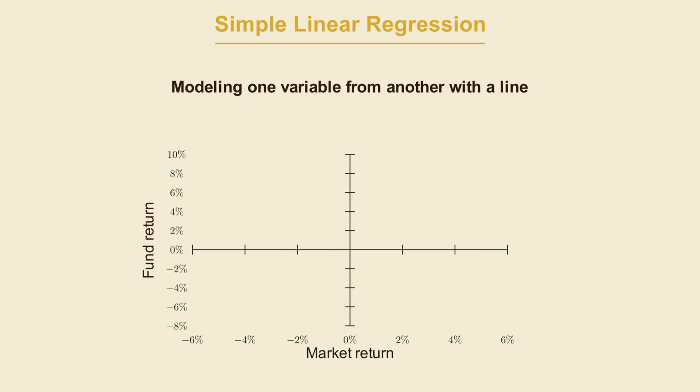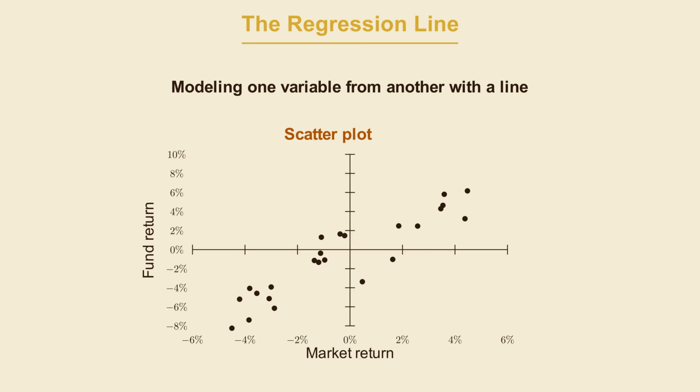The place to start is just to plot it. Every month ends up becoming a single dot, and the market's return for that month is on the horizontal axis, and the fund's return on the same month goes on the vertical axis. We can do that for every single month, and we end up with a whole cloud of dots. That's a scatter plot. Now the dots don't fall on a perfect line, but you can kind of see a trend running through them. Simple linear regression is the tool that draws the single best straight line through that cloud.